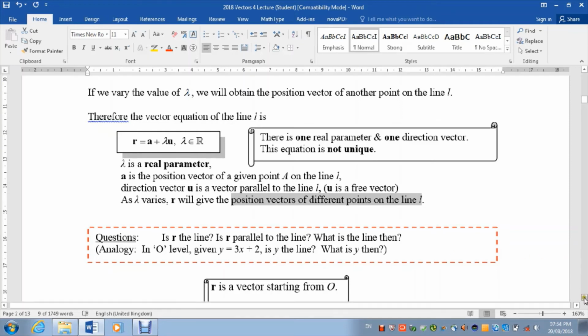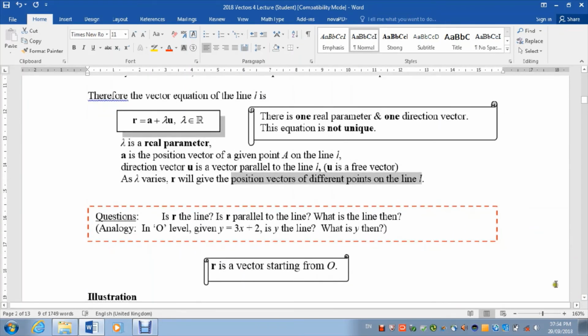And be very careful when people ask you for the vector equation of a line. You cannot just give us A plus lambda U. A plus lambda U is not an equation. An equation should have an equal sign, right? So you must always make sure you write R equals to A plus lambda U. Recall in O-level, when you're asked for the equation of a line, you don't give people 3x plus 2. You must give y equals to 3x plus 2.